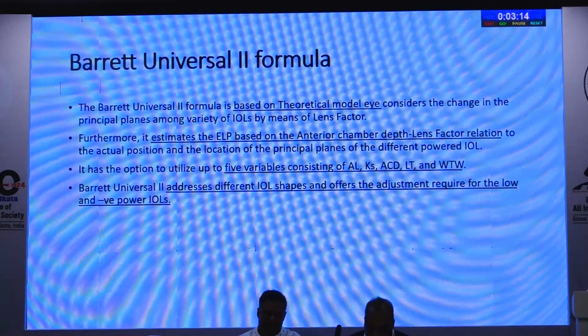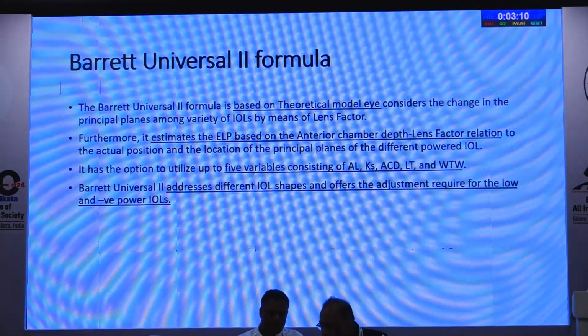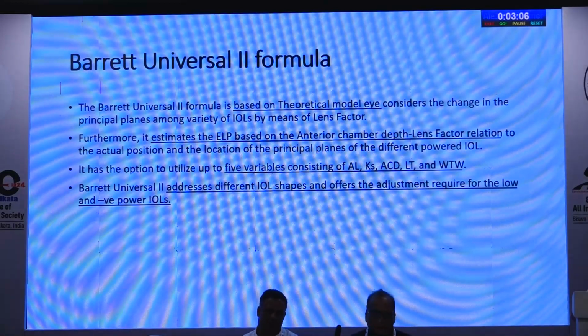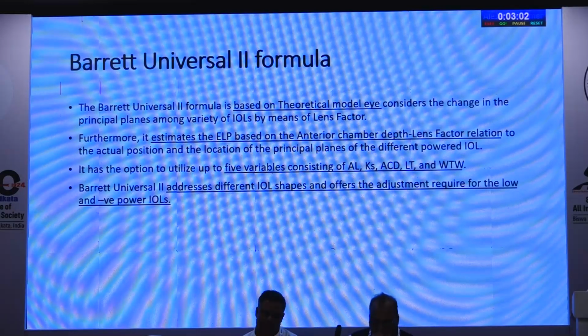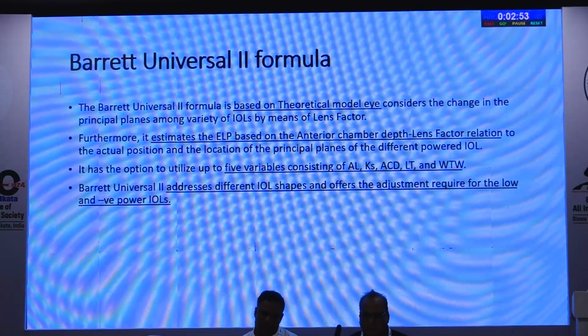Now, we generally use Barrett Universal 2. It is a theoretical model. It estimates the expected lens position based on the anterior chamber depth and lens factors, and there are 5 variables. It addresses the different IOL shapes and offers the adjustment required for low and high IOL powers.